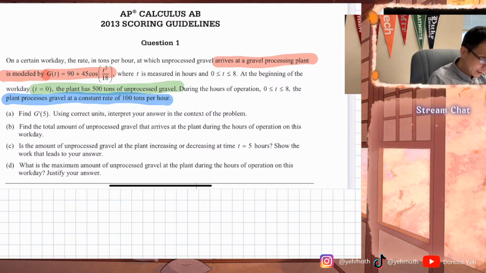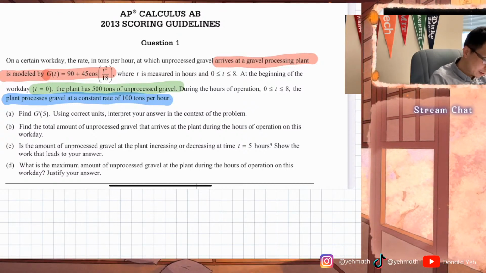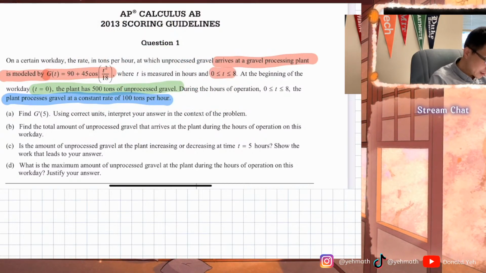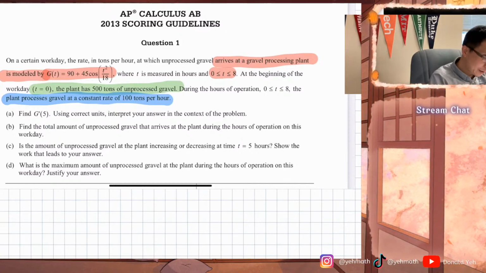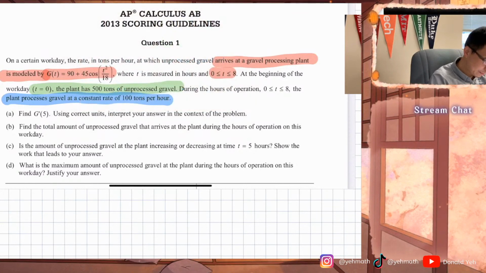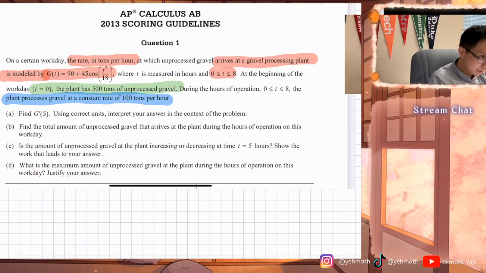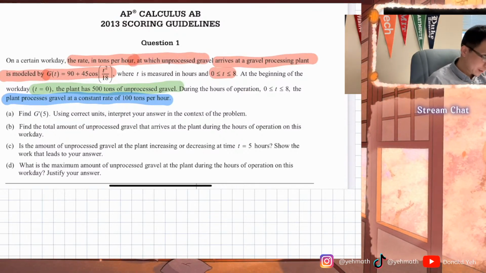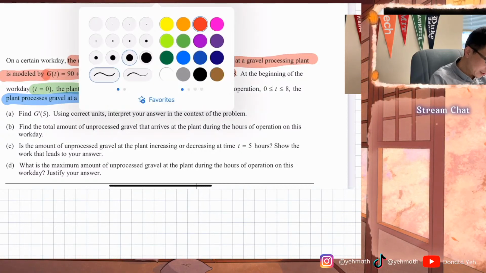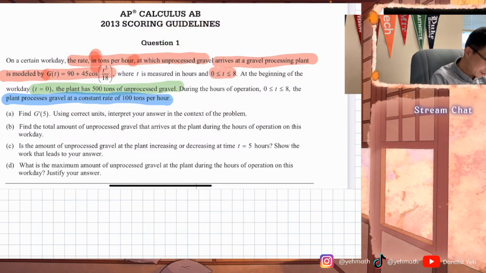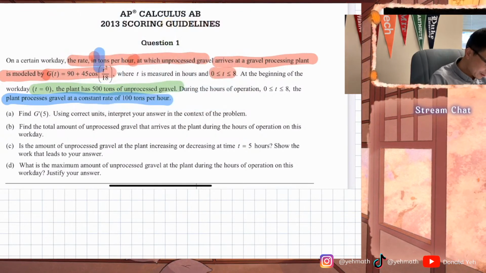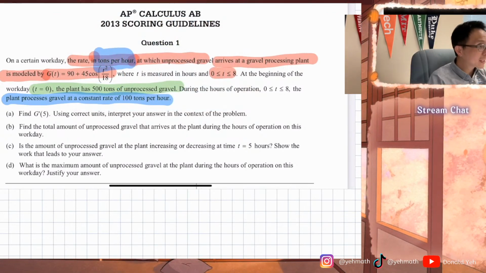per hour, and also the domain is important. So domain is gonna be right here, and one of the most important things is actually right here. The rate. What is the rate? And circle this tons per hour. So this tons per hour right here, that's kind of important.